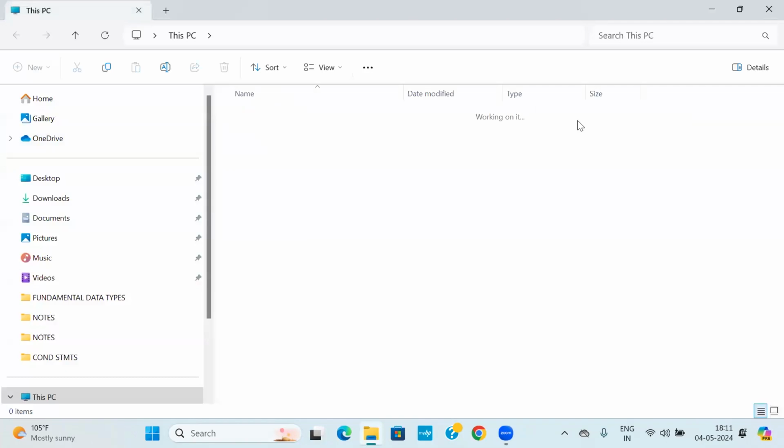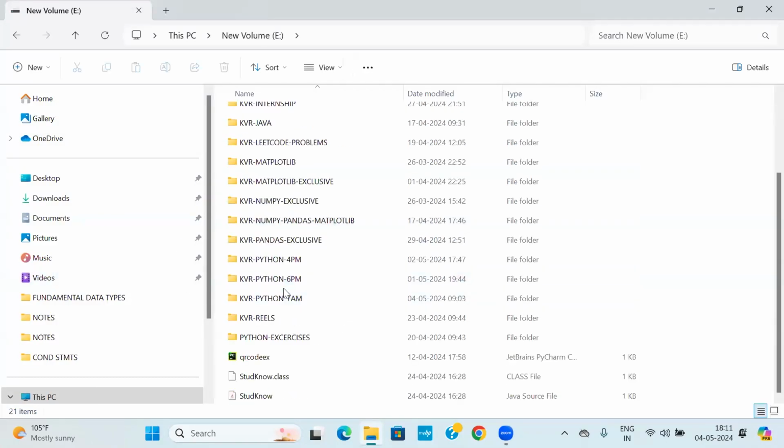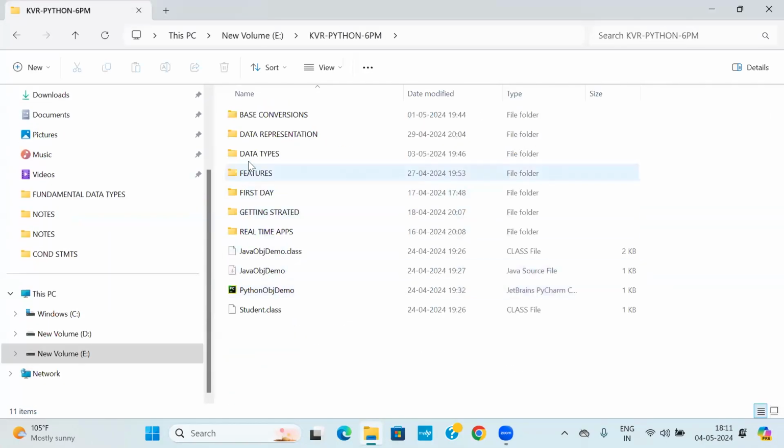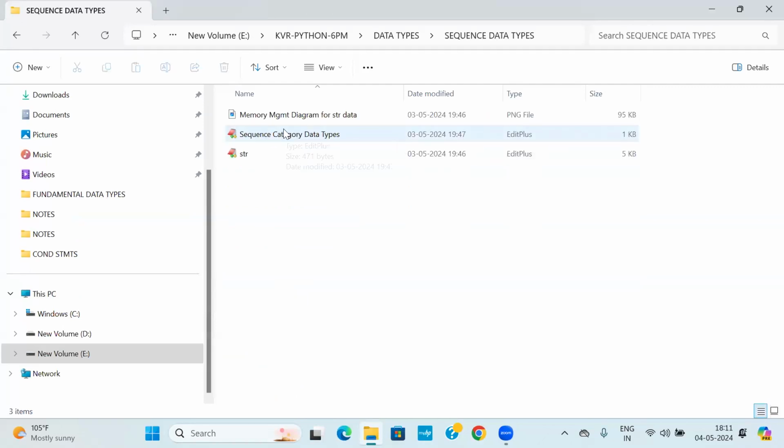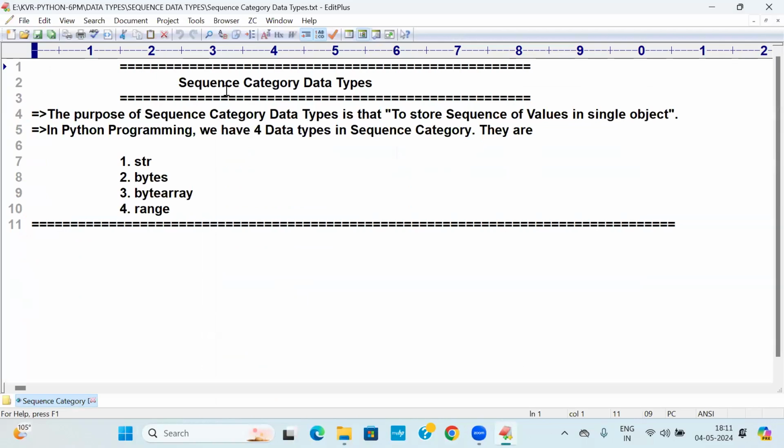Previously, what data type did we start with? Right, sequence data types. Under the sequence category, the purpose of this category of data types is to store a sequence of values in a single object. In Python programming, we have 4 types. What are they? str, bytes, bytearray, range, right?